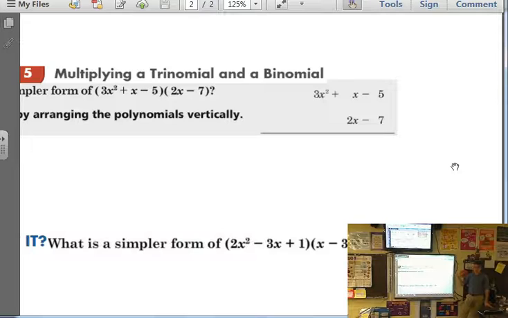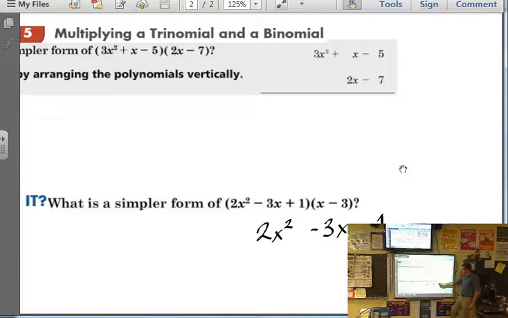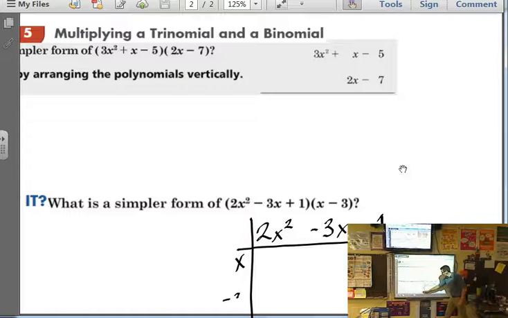A better way to do this, in my mind, is the array method. So, in order to have some space, let's just skip that. We can come back to it if we want. Let's go down to the guide. Let's set this up using the array method. So, if we instead just put my 2x squared, my negative 3x, and my positive 1, and then an x, and a negative 3.